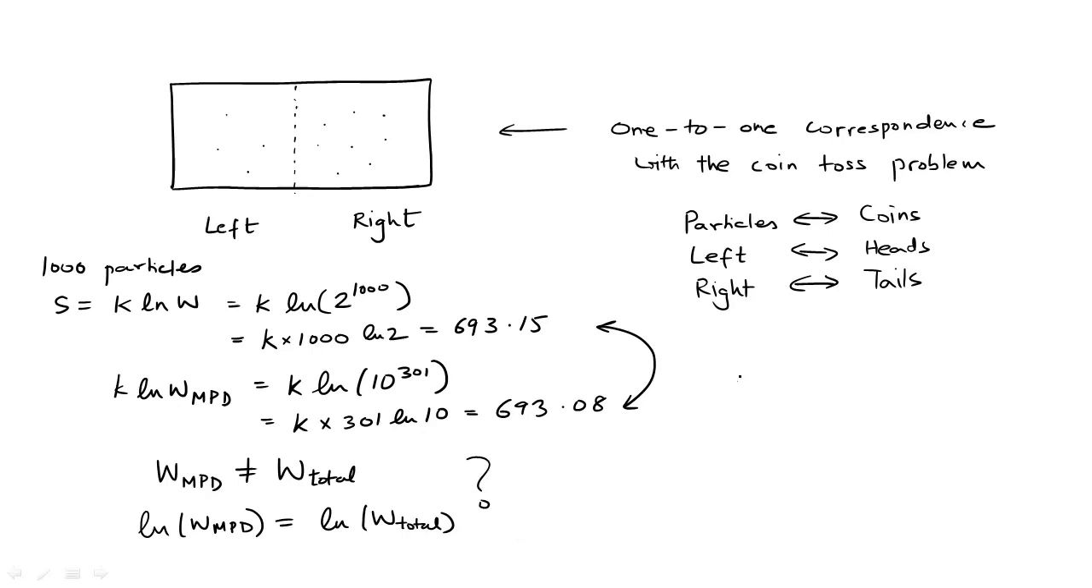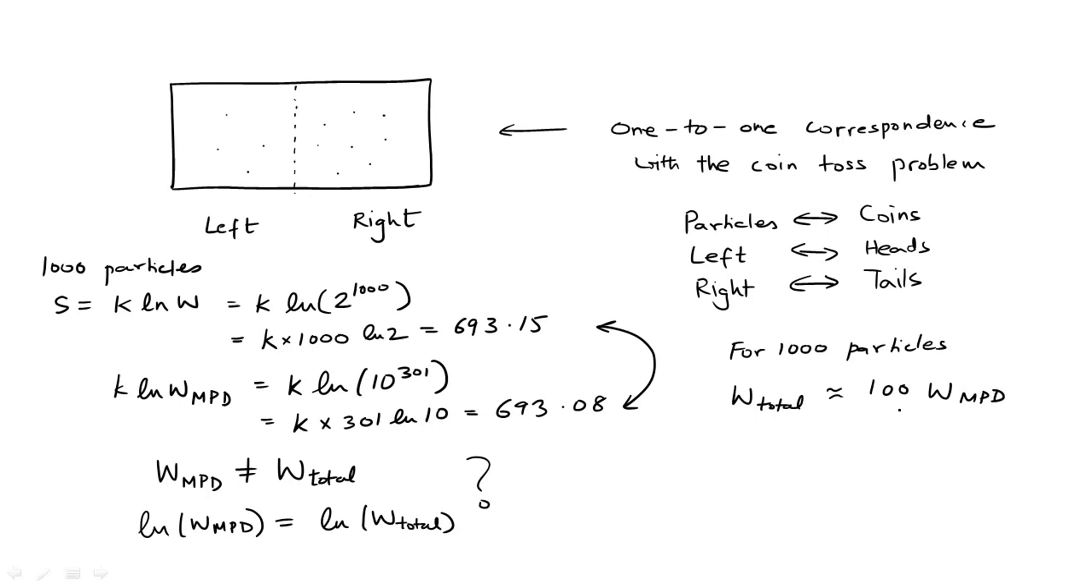Here is how we can understand this. For 1000 particles, there are several distributions where the number of ways are very close to the most probable distribution. Let us estimate that the number of ways total is about 100 times the number of ways in the most probable distribution.